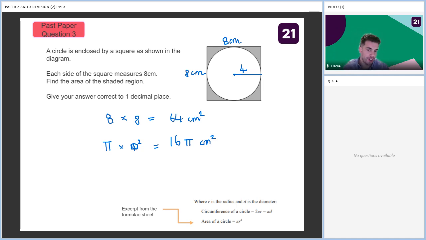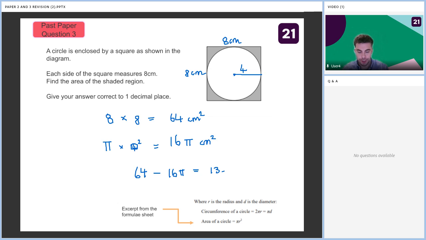As a few of you have mentioned already in the Q&A pod, to find the shaded area of this diagram, we're just going to do the big area of the square, so 64, and take away the area of the circle. Again, your calculator will do all this work for you. You can leave the pi symbol in there. It does mention to 1 decimal place here.